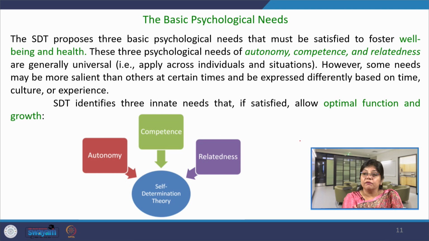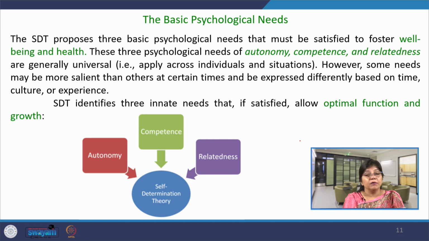So, these needs do exist among every employee, based on time, culture or experience. No matter what the country, no matter what the culture that exists in any organization, these psychological needs will never fade away, they will never become vague in any organization. Therefore, SDT identifies three innate needs that, if satisfied, allow optimal function and growth.